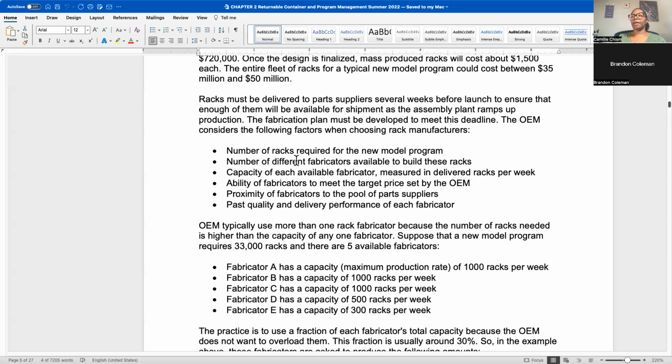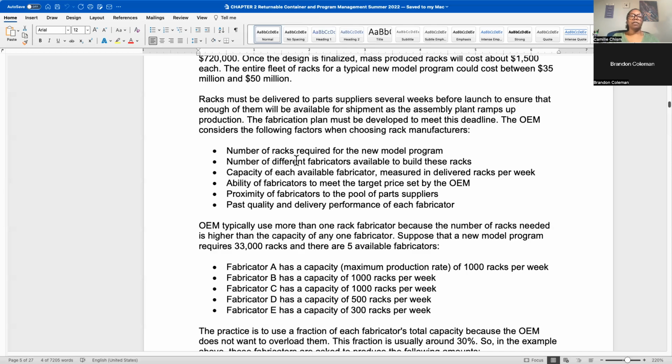I mentioned the capacity, and they look at it in racks delivered per week. So they're looking at, yeah, make 30 a day, but we need 150 a week. So that's what they're going to meter in. That target price is important. So that's already kind of been fleshed out with the bidding from purchasing. Proximity.